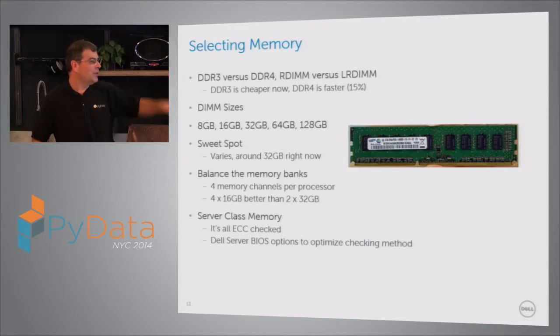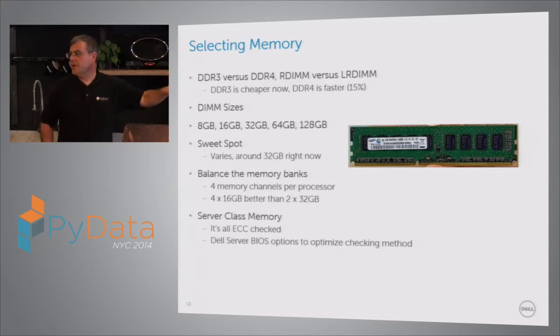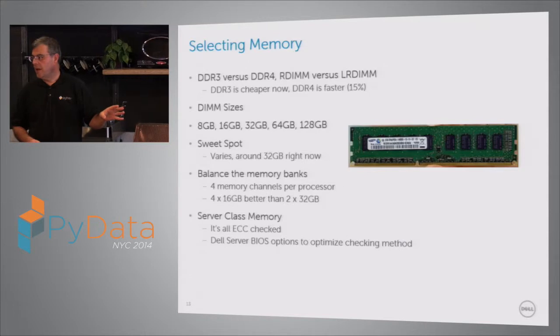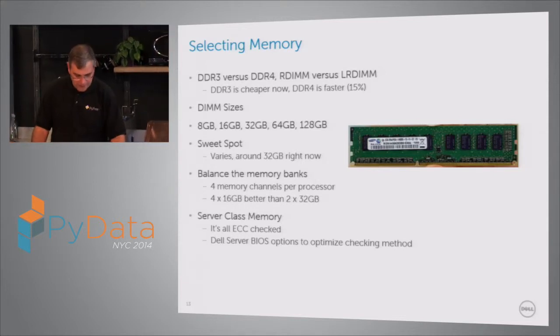Unfortunately, it doesn't work that way. So we'll often put in 4 16s, and then if I want to add more memory later, I'll put in 4 more 16s. Just one of those gotchas in the hardware. This stuff's all server class memory, so it's normally ECC checked. It's usually registered. There are tweaks at the BIOS level in Dell servers to handle some of the optimization of the memory handling behind the scenes.